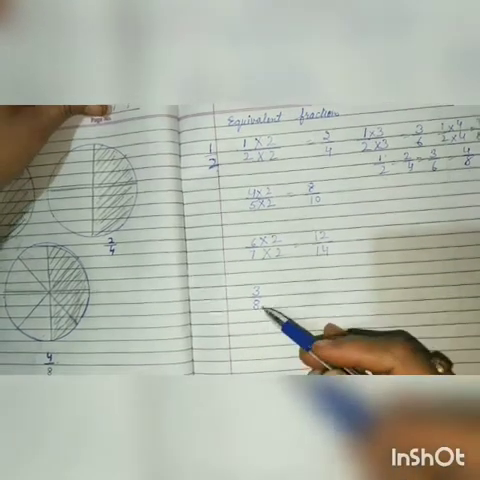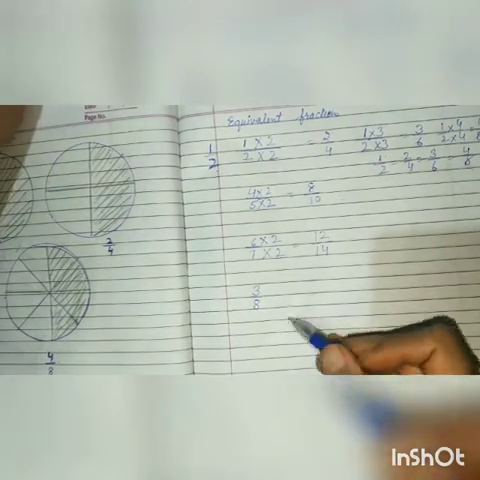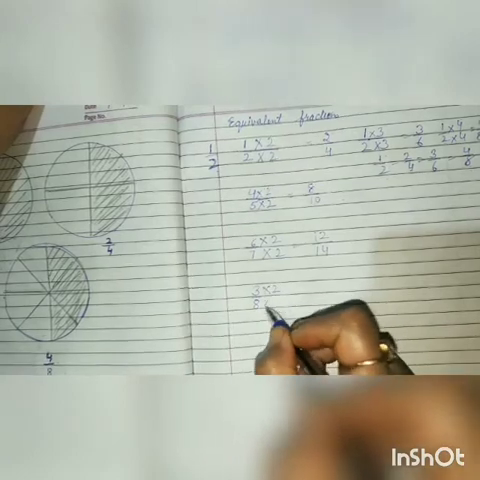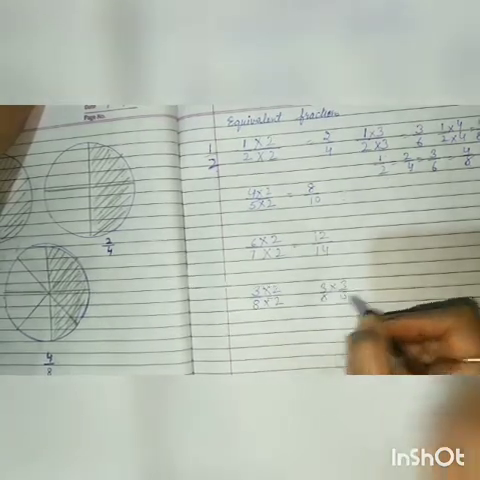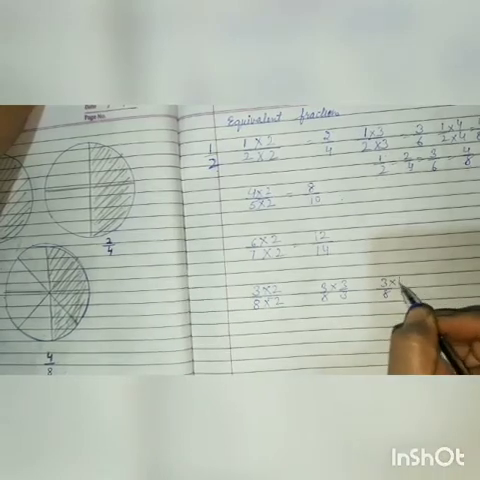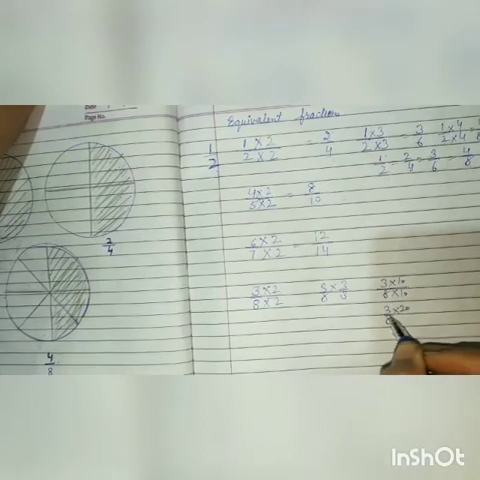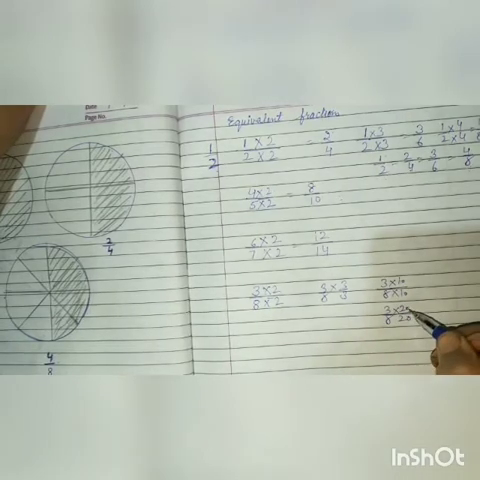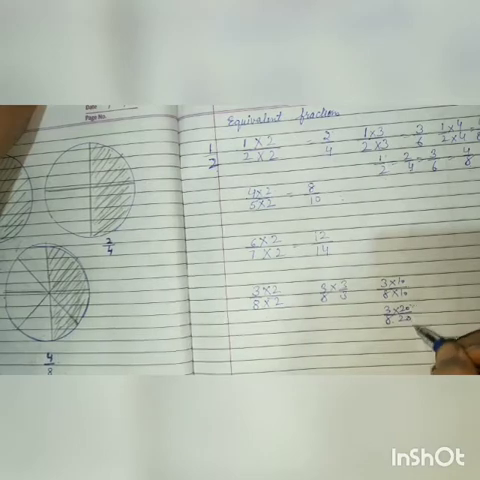Suppose you have 3/8. There are many equivalent fractions of it. Suppose you have to make 10 equivalent fractions. You can multiply by 2 and 2, by 3 and 3, by 4 and 4, by 10 and 10, by 20 and 20. But please keep in your mind, if you are multiplying the numerator with any number, you have to multiply the denominator with the same number, numerator and denominator both with the same number.